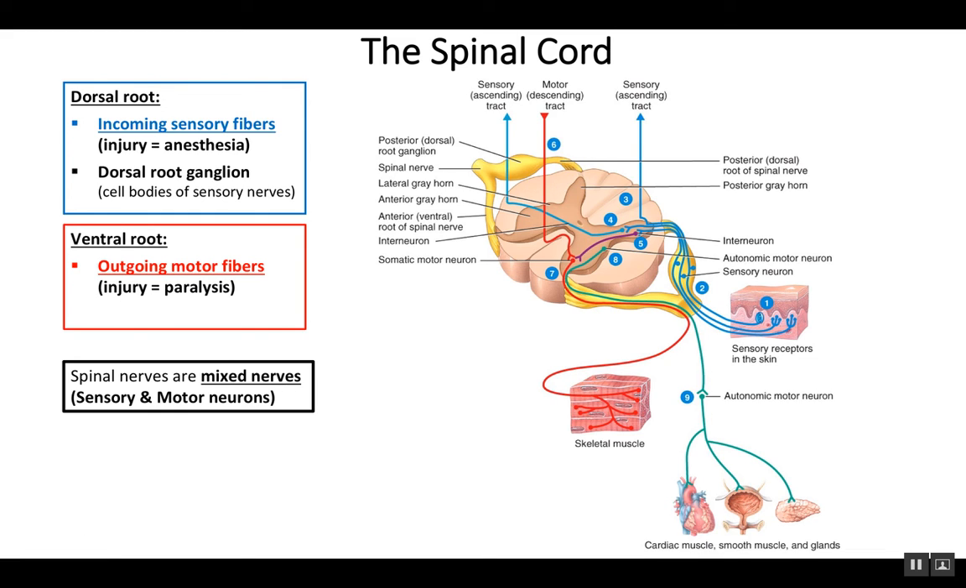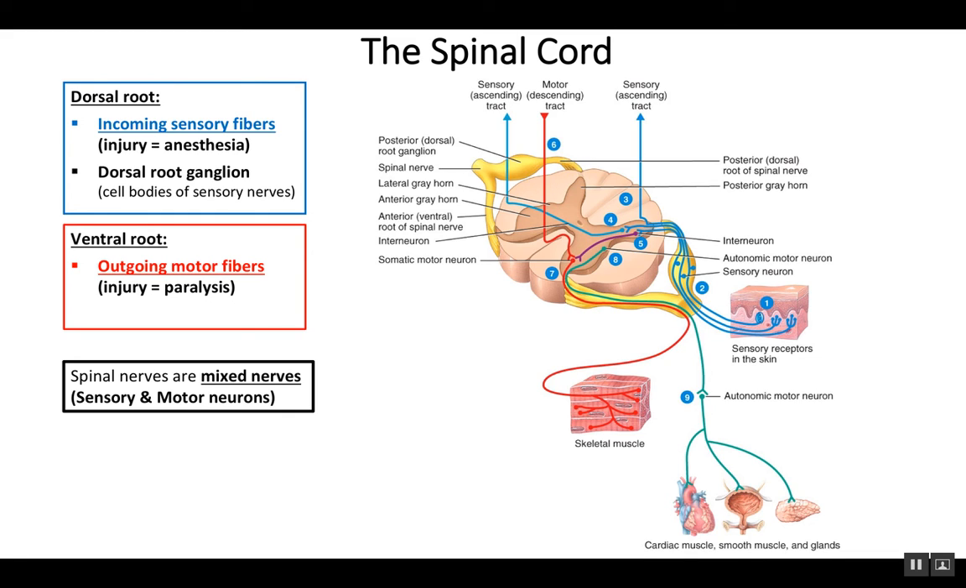So this is a really good representation of how the spinal cord is going to work. It gets sensory information, then figures out where that needs to go. It gets motor information from the brain, and then figures out how to get that out to the effector.